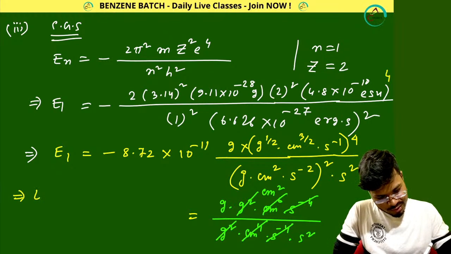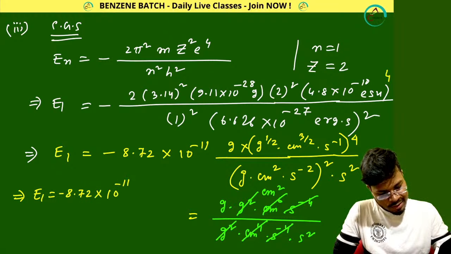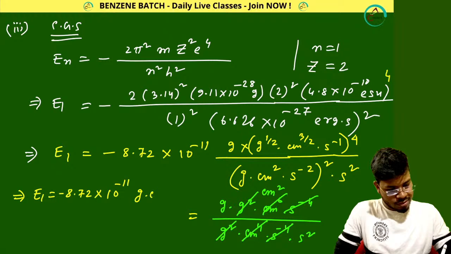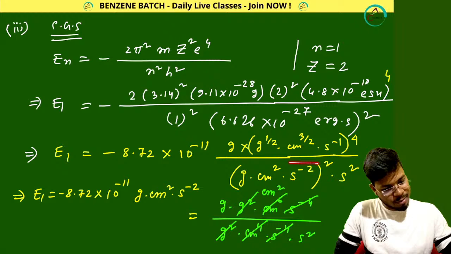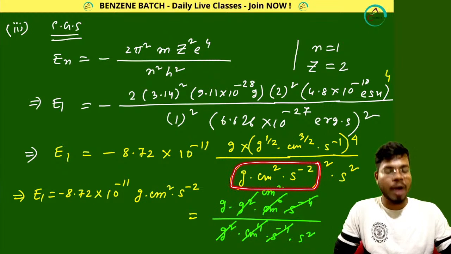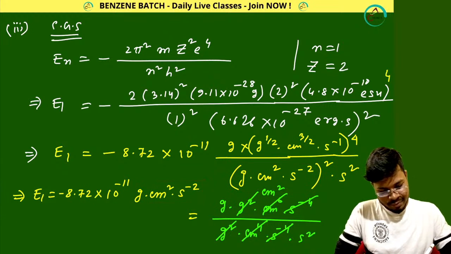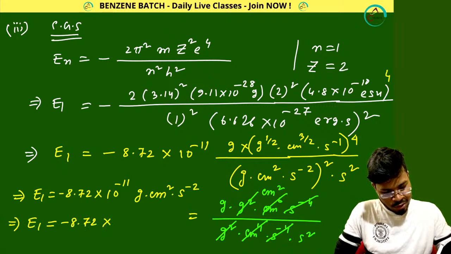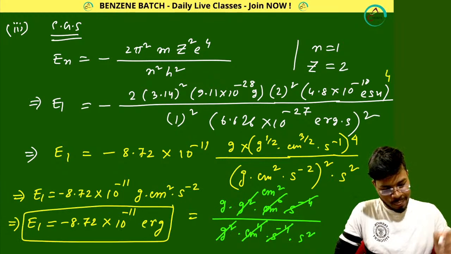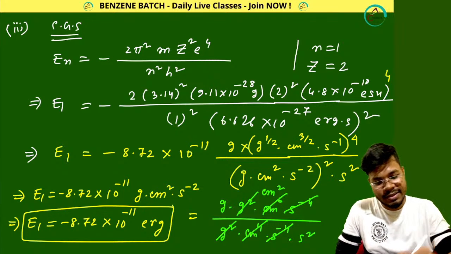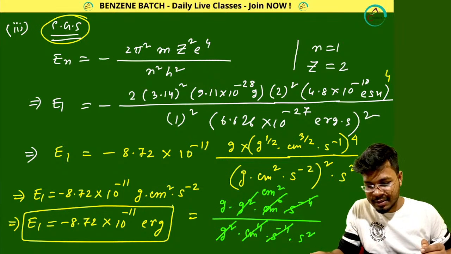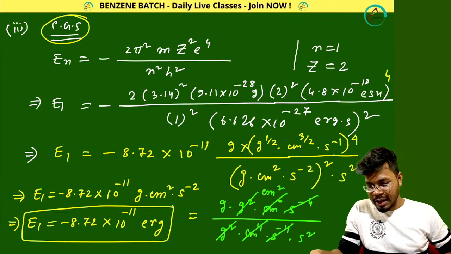Guys, look at this. E1 equals minus 8.72 multiplied by 10 to the power minus 11 gram centimeter square second to the power minus 2. What did I put? Gram centimeter square second to the power minus 2 in the place of erg. That means this is erg. My unit is, energy is minus 8.72 into 10 to the power minus 11 erg. Simple. This is your answer. In CGS unit, you have got your energy value in erg.